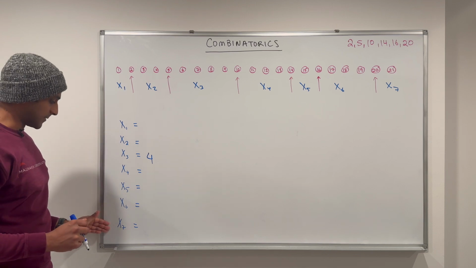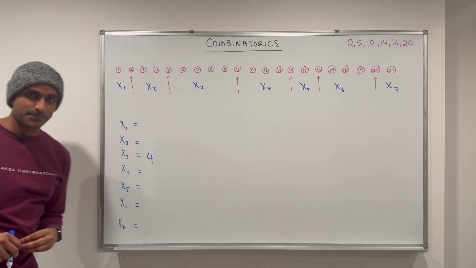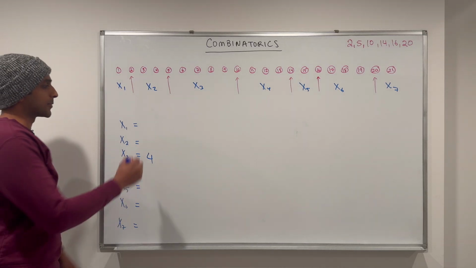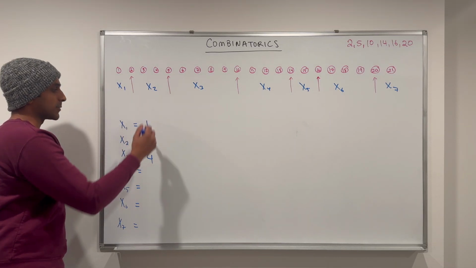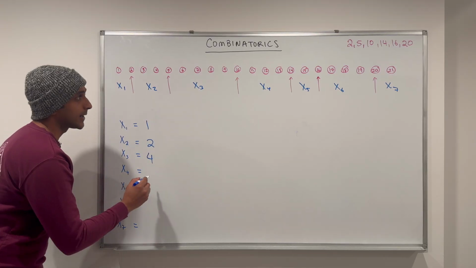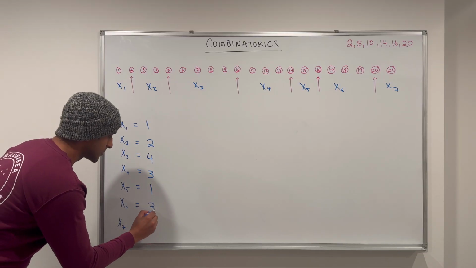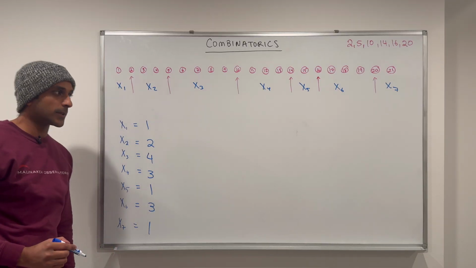Can you fill out the rest of these? I'll give you a second. So in this example, x1 is just counting person 1, so that's 1. x2 is counting 3 and 4, so that's 2. x4 is 3, x5 is 1, x6 is 3, and x7 is 1.